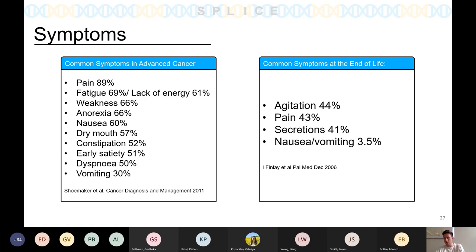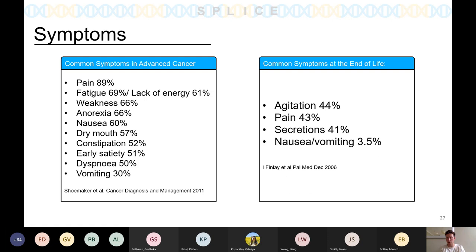Okay, so this isn't something I think you need to learn, but this is two different studies to give an idea of the symptoms that people experience at the end of life or with advanced cancer. So this box on the left is symptoms in advanced cancer. And then the box on the right we'll come back to in a few slides. But this is to give you an idea of the things you might be treating in the last few days or hours of someone's life.